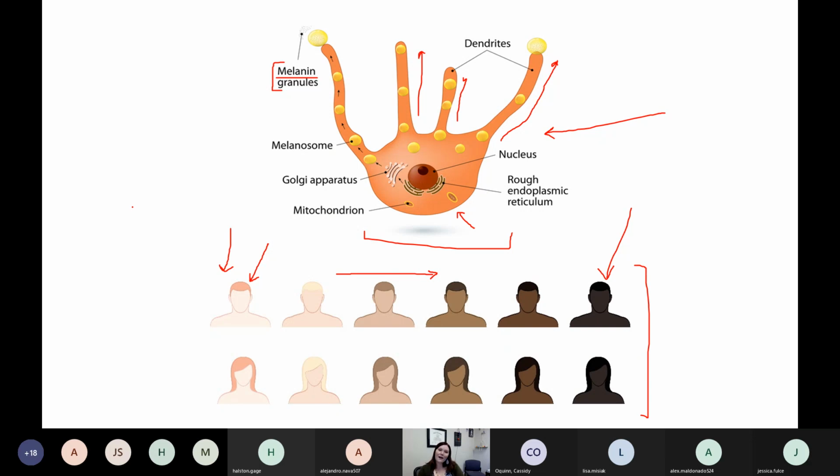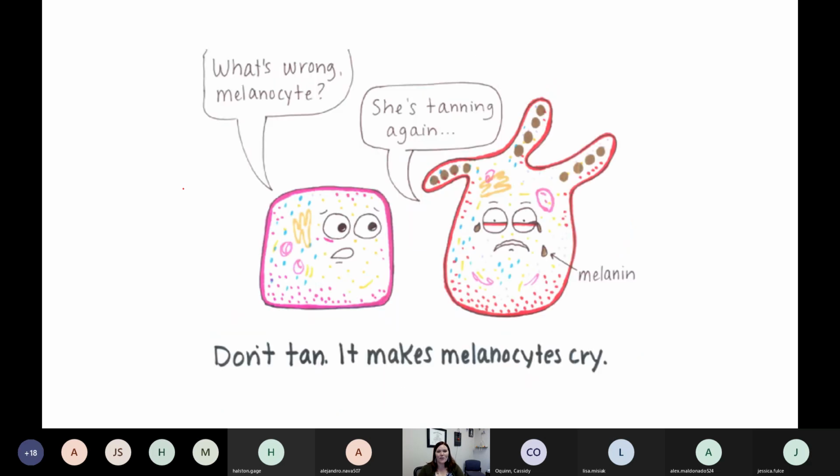But when we think about tanning, here's a funny cartoon that I pulled just for you all. So we've got a keratinocyte on the left talking to a melanocyte on the right. The keratinocyte says, "What's wrong, melanocyte?" And the melanocyte says, "She's tanning again." So don't make your melanocytes cry. Don't expose them to UV radiation. Yes, it will make them make more melanin, but it also has the potential to give you skin cancer.